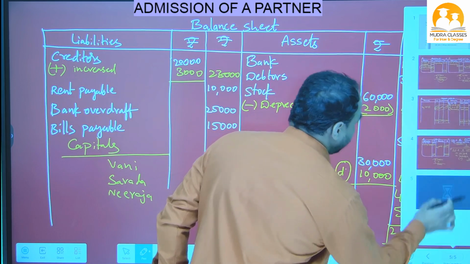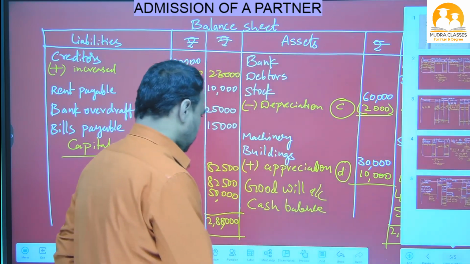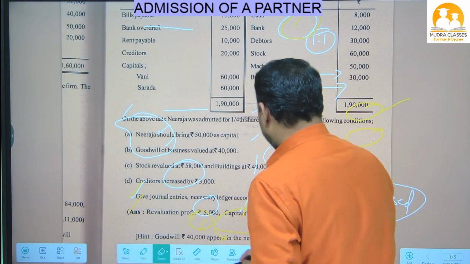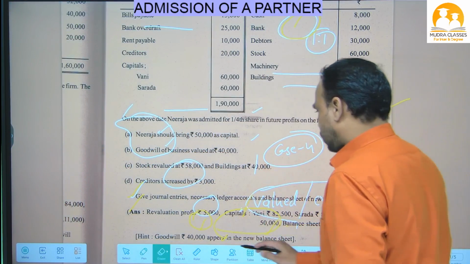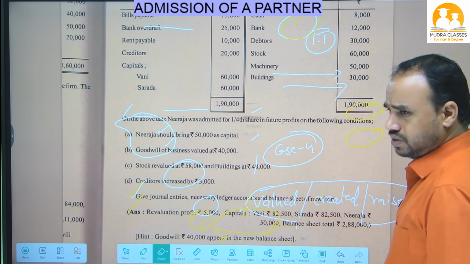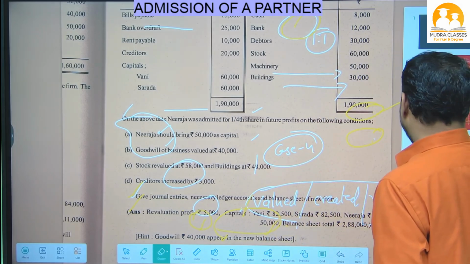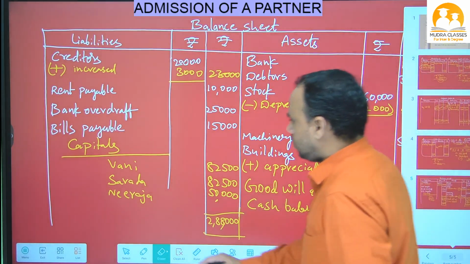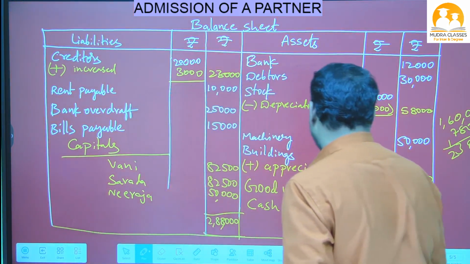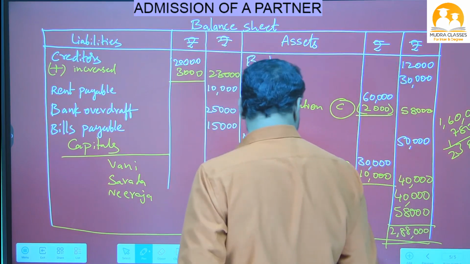Okay, like this we have to do the problem. If you see the answer here, balance sheet total, here we have 2,88,000 as the answer. So the same answer we got. So like this we have to do the problems. With this the problem is also completed. Okay, this is question number 11.